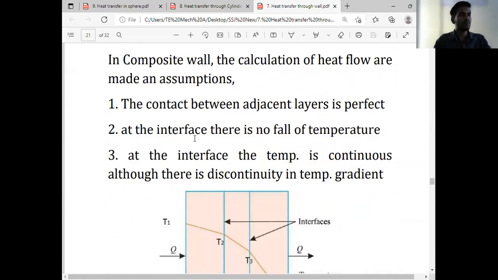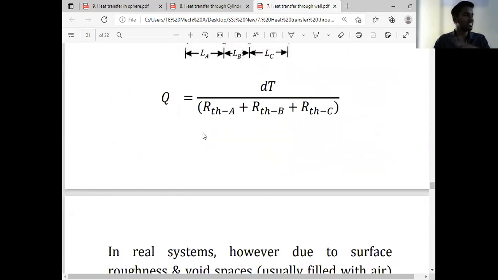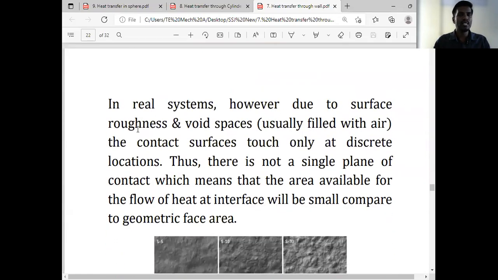ओके, अगोदरच्या याच्यामध्ये आपण कुठले कुठले अझम्पशन्स कन्सिडर केले ते अझम्पशन्स आहेत. अगोदरची प्लेन वॉल असे असायची. ओके, आणि अगोदरचा रेजिस्टन्स काय असायचा, Q is equal to temperature difference divided by thermal resistance of each plate, that is thermal resistance of plate A, plate B and plate C. But in real systems, however, due to surface roughness, void spaces, the contact surfaces touch only at discrete locations. म्हणजे जर परफेक्ट कॉन्टॅक्ट जर नसेल तर काही लोकेशन्सच टच होणार आहेत. Okay, and due to that some contact resistance will be produced.